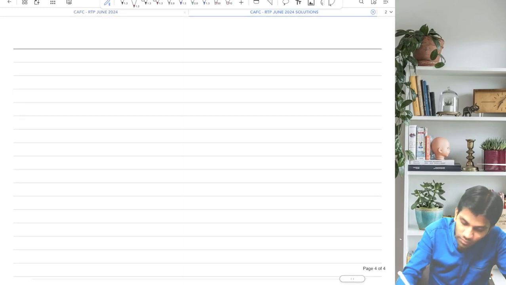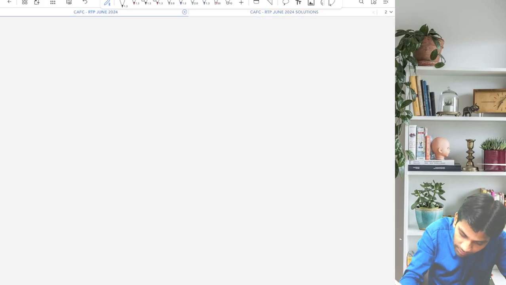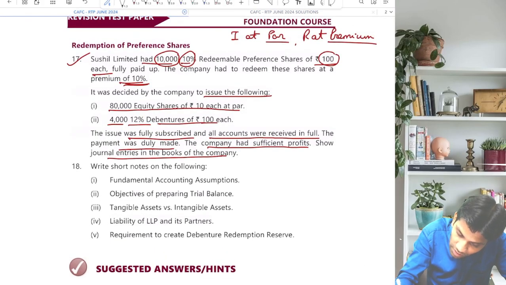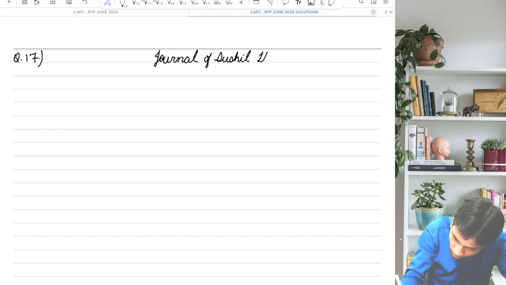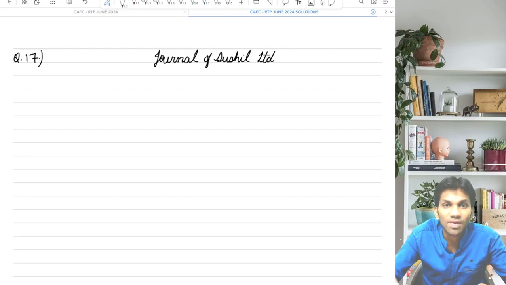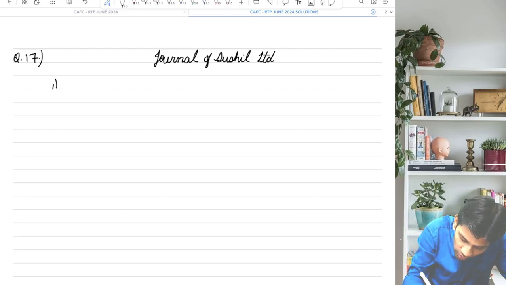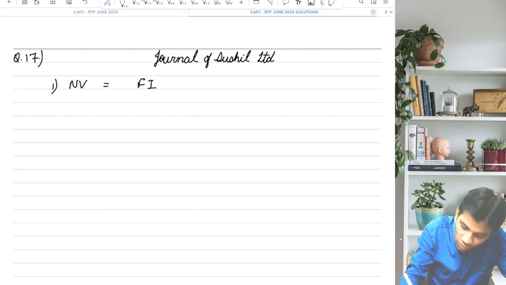Let's start question number 17 from your RTP June 2024. This is the journal of Sushi Limited. Now, before drawing the journal, I always solve this sum of preference shares by preparing two equations. Guys, you can take advantage of these equations. Now, what is NV? Nominal value. What is FI? Fresh issue. What is FR? Free reserves.